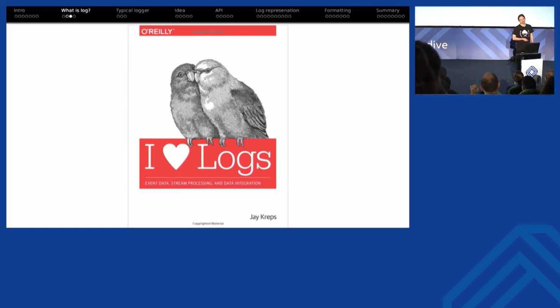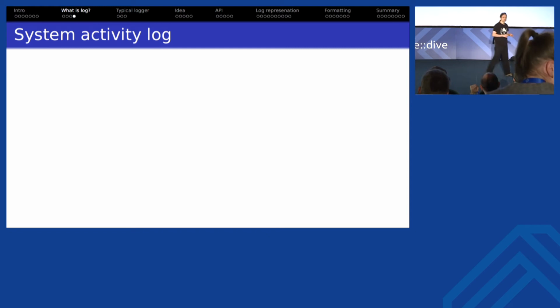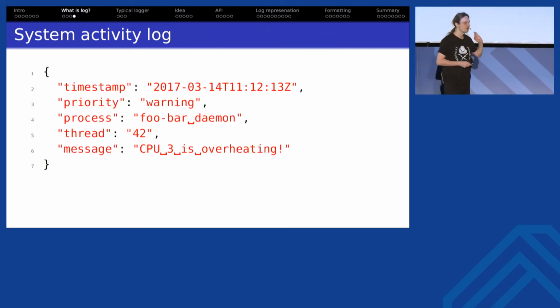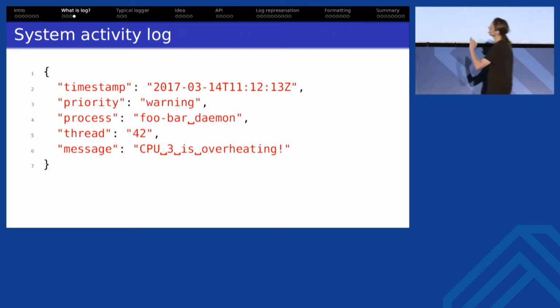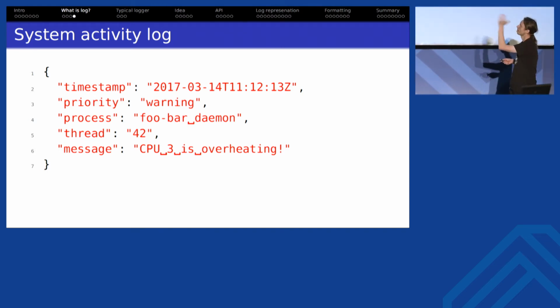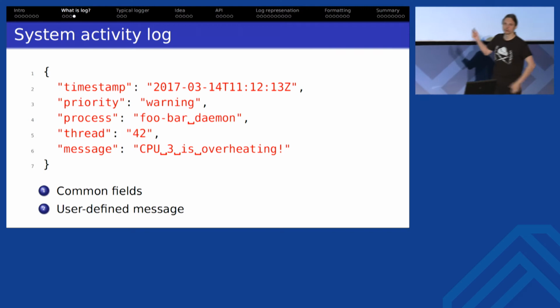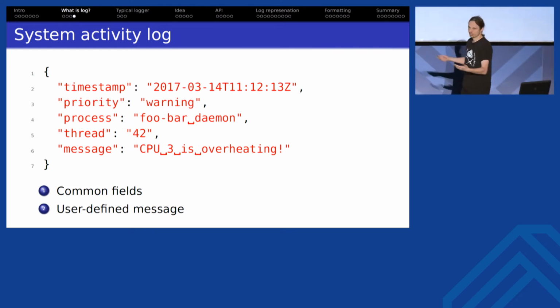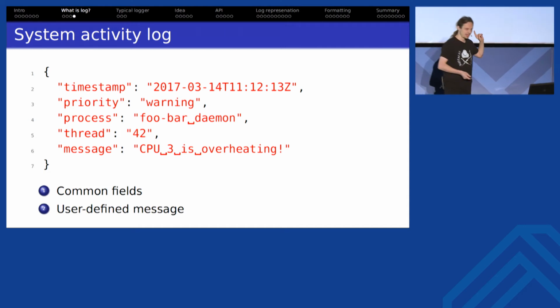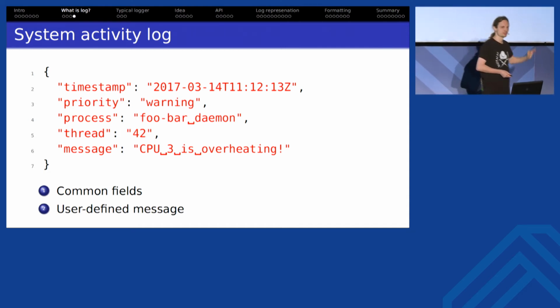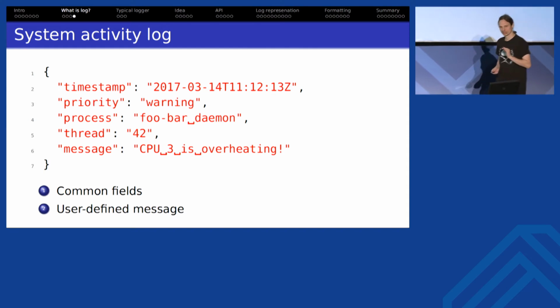And there's actually a great book on the topic called I Love Logs by Jay Kreps, and I highly recommend reading it, and we'll get back to it shortly. But for the sake of this presentation, we will just assume that whenever I say log, I mean system activity log. So for now, we'll assume that it is a partially structured thing that contains some common fields like timestamp, priority, maybe a process name, a thread ID, where it was generated. And then there is this message about what we are trying to log. Let's assume that this is a sentence in English. This is somewhat of a better approximation, but we'll get back into it shortly.